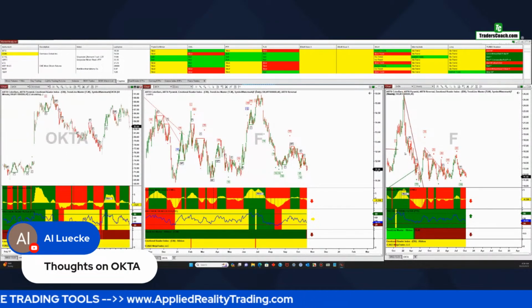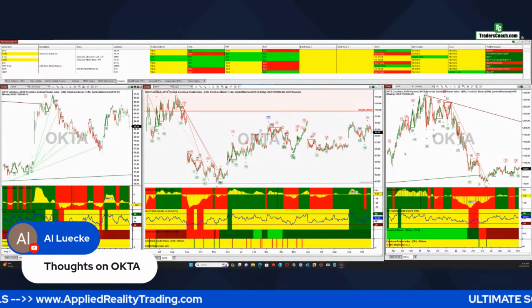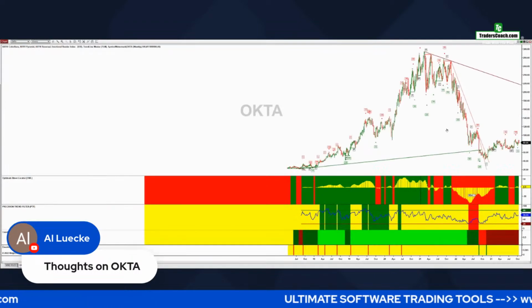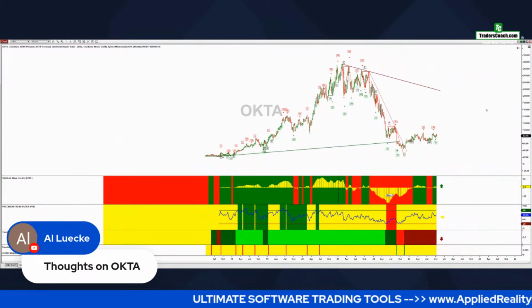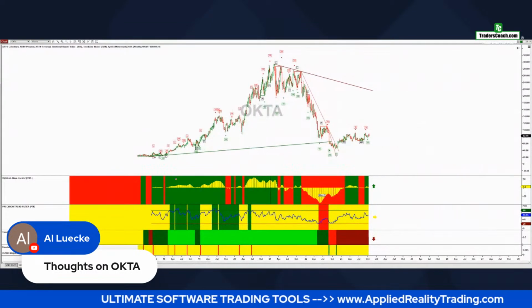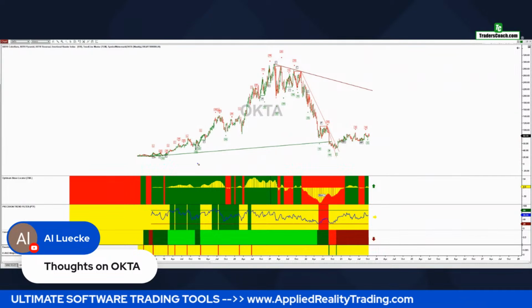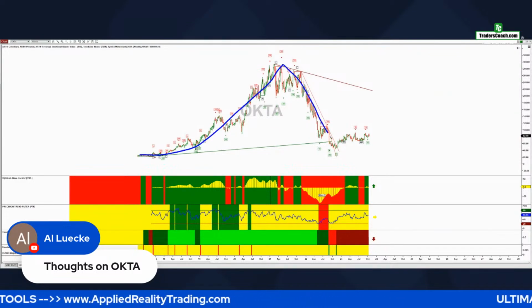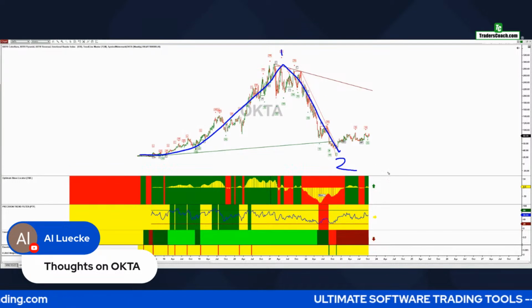All right, give that a second to load. All right, so this one is interesting. You've had a big move up and a big move down. We go back to what, 2017 on this stock. So big move up, big move down. This cannot be an Elliott wave 4. It would have to be, if anything, a 2.